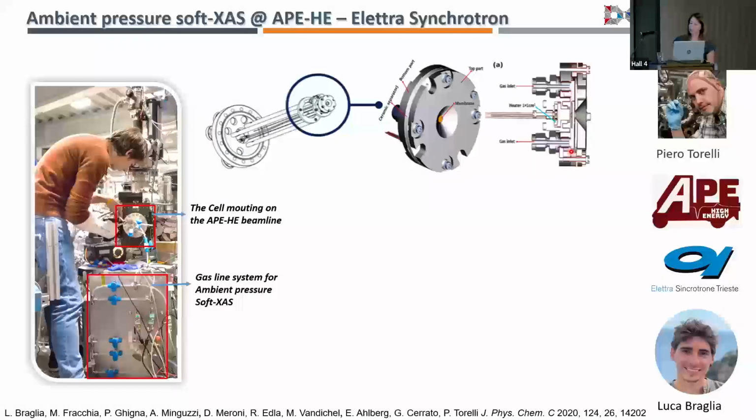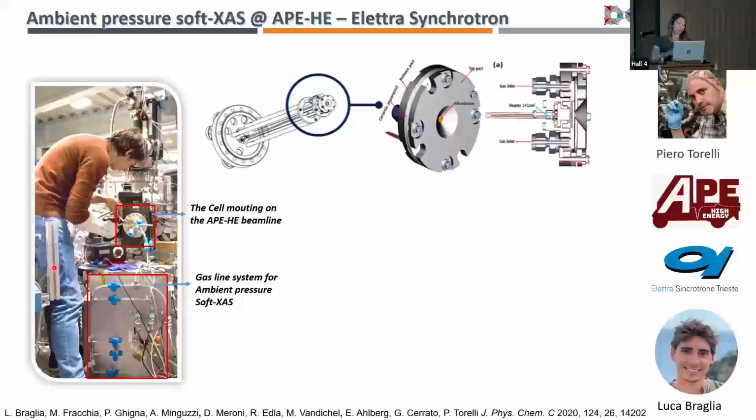So the project deals with the development of an ambient pressure soft X-ray absorption spectroscopy chamber. And this will be explained in detail at the end of this session by Luca Braglia, who is also here, mounting the cell on the beamline. Normally, electronic properties of metal organic frameworks are determined by hard X-ray experiments at the synchrotron. And almost all experimental conditions can be reached with hard X-rays. You can imagine any type of experiment.